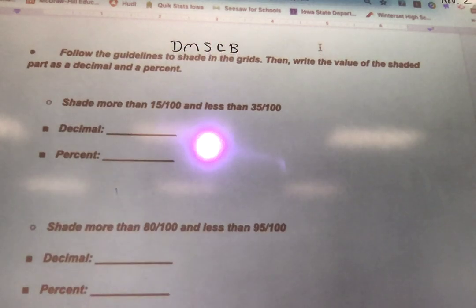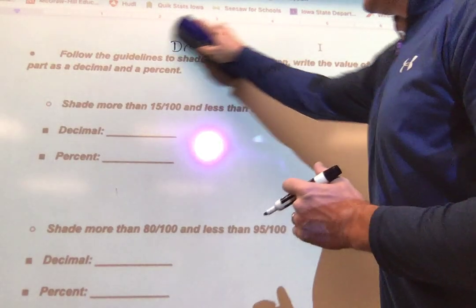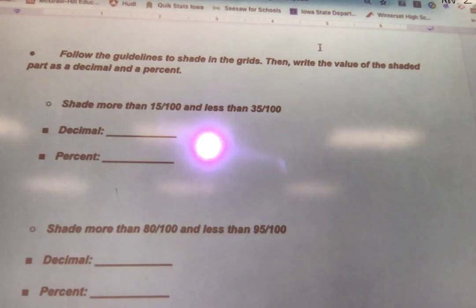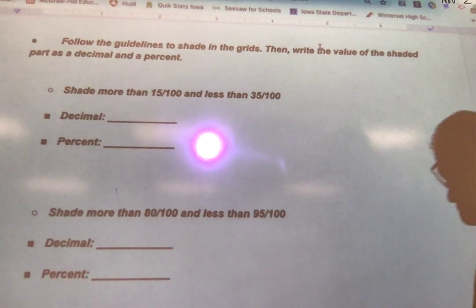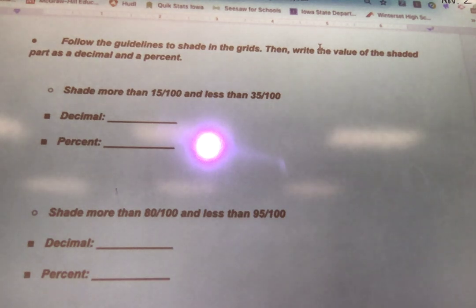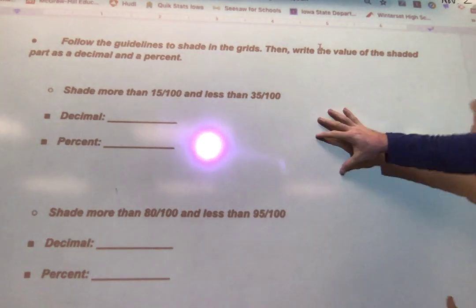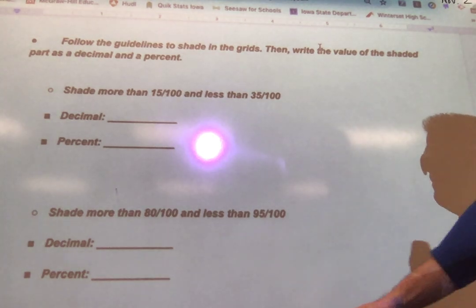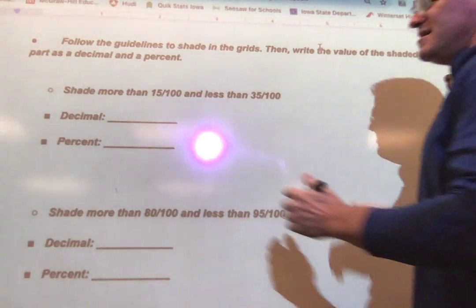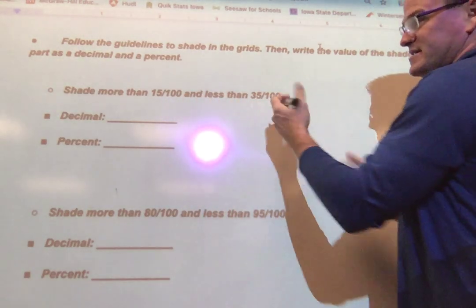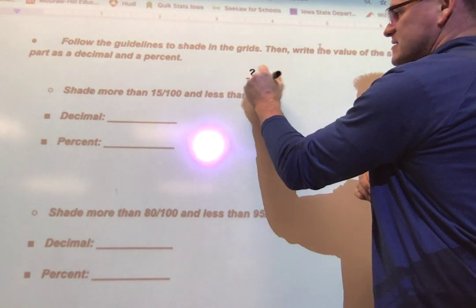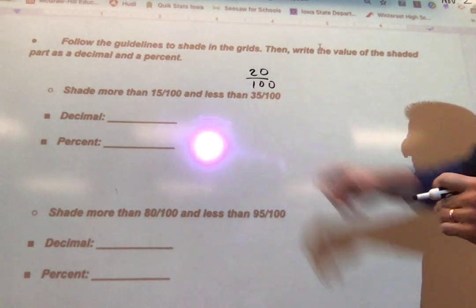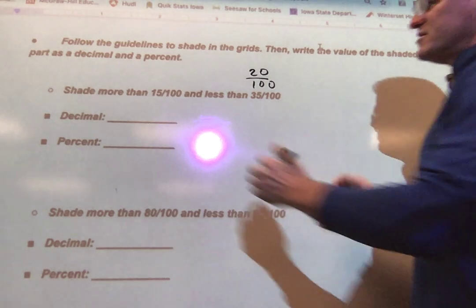And getting into percents, we know that percents are based out of 100. Okay, so shade more than 15 hundredths and less than 35 hundredths, and give me a decimal in here. Again, we don't have anything to shade on here, but if I shaded more than 15 hundredths, could I shade 20 hundredths? That would be an example. I'm just going to give an example of that. So 20 hundredths would be between 15 and 35. So a decimal, 20 hundredths, we know.